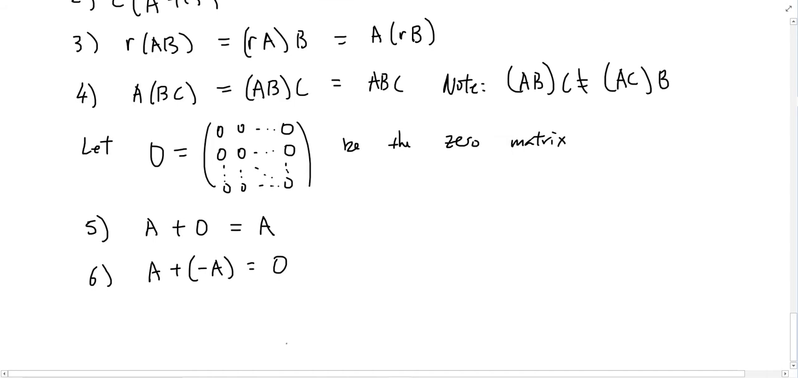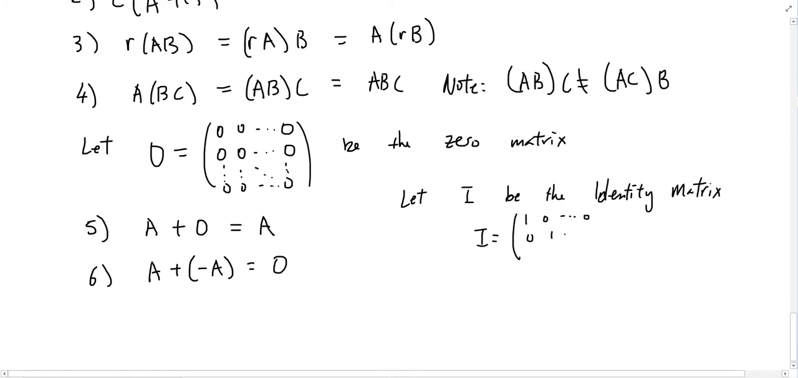That's called additive inverse. And to define the next property, I will let I be the identity matrix. So you already know what the identity matrix is. I will have to be a square matrix that would have this property. Oh, sorry, this is a 1.